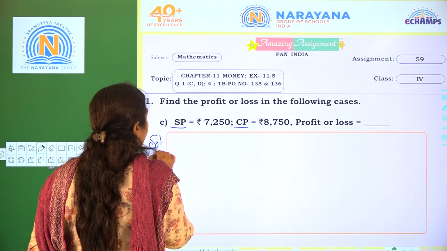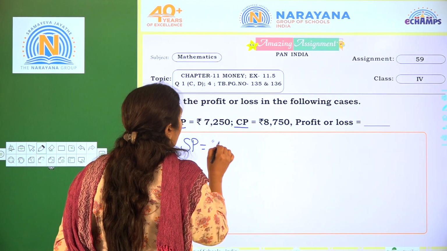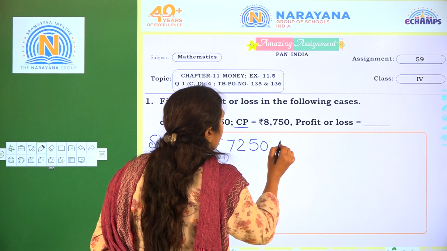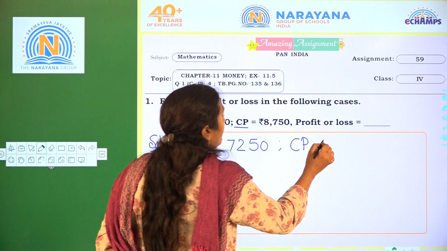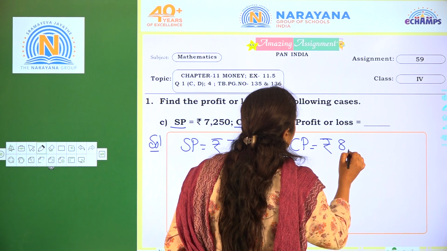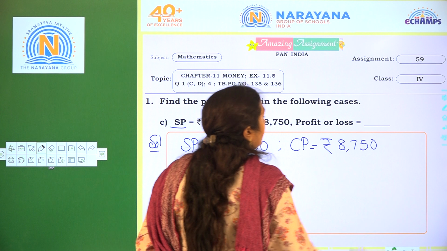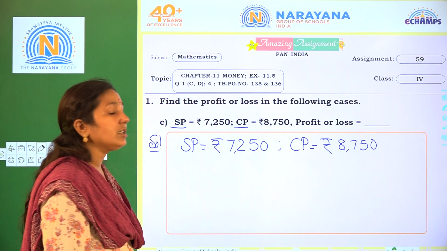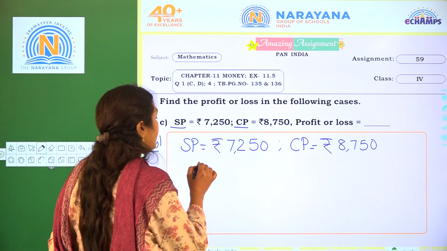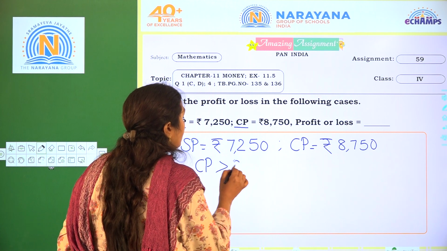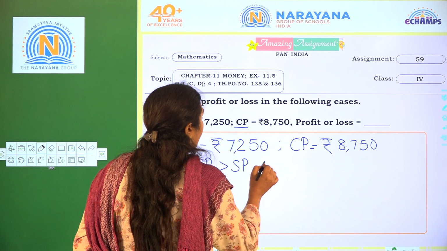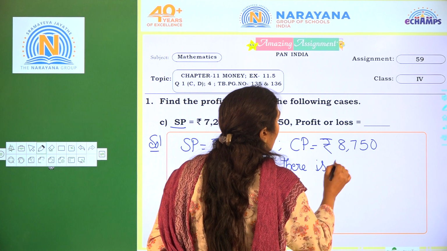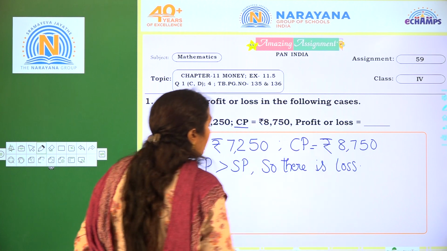So coming to the solution, what is the selling price? Rupees 7,250. And what is the cost price? Rupees 8,750. Children, check it. Which is greater? Selling price is greater or cost price is greater? Cost price is greater. So the cost price is greater than the selling price, so there is a loss.